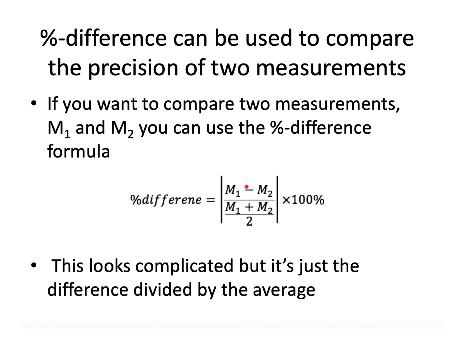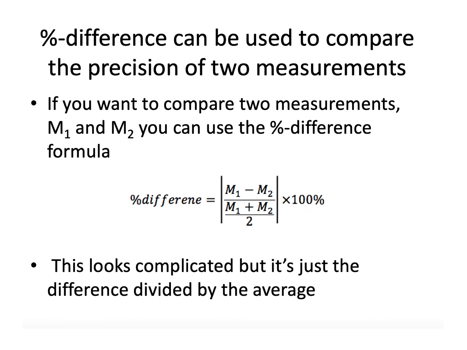I've got two measurements. Neither of these measurements are known. Now, this could be two measurements made by the same technique, or maybe you're measuring the same thing by two different techniques and you want to see how close you are to each other. That is the difference of the two measurements, and they are divided by the sum of the measurements divided by 2. Now, that looks like a really complicated formula, but it's really not. It's just the difference divided by the average. M1 plus M2 divided by 2, the stuff in the denominator here, that's just the average of M1 and M2 together. And so you take the difference, you divide it by the average, and you multiply it by 100%.